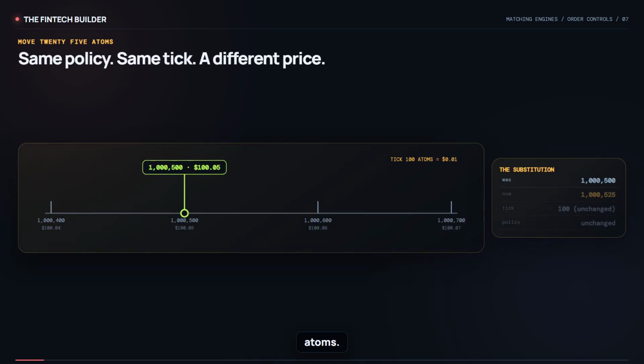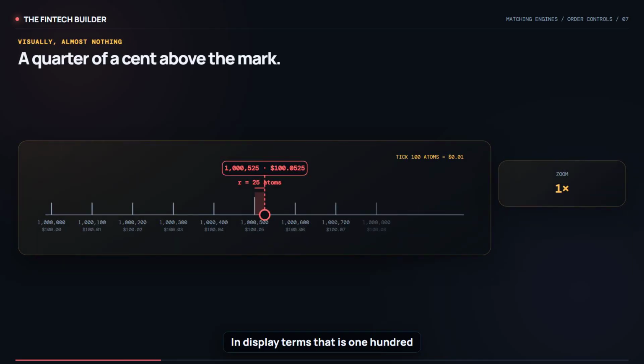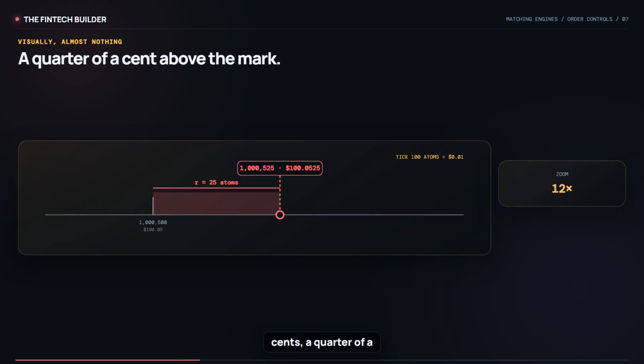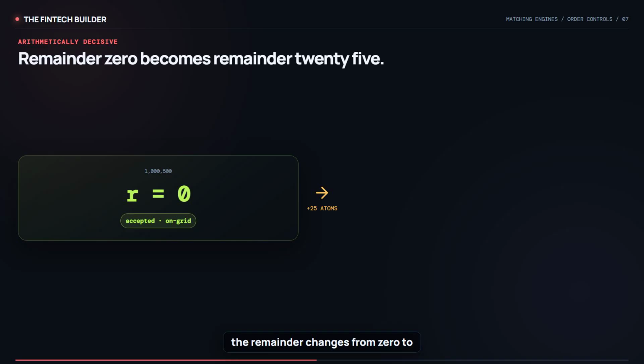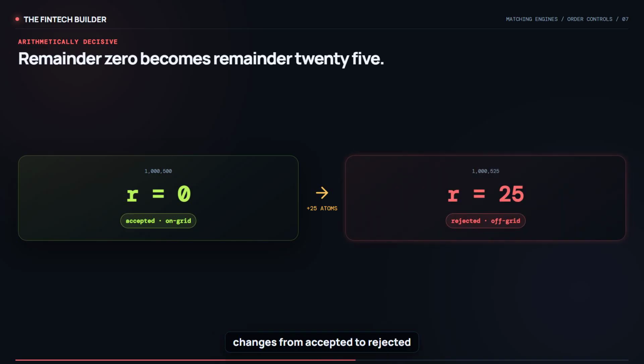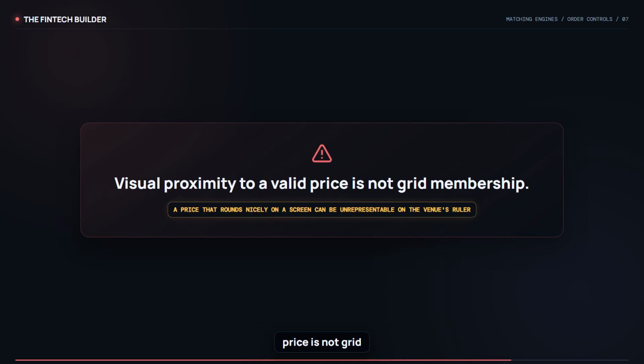Now, I'll move 25 atoms. Keep the policy, keep the tick, and submit 1,525,000 atoms instead. In display terms, that is $100.0525, a quarter of a cent above the grid. Visually, it is almost nothing. Arithmetically, it is decisive. The remainder changes from 0 to 25, so the state changes from accepted to rejected, and the reason becomes off-grid. This is the whole lesson of the topic in one substitution. Visual proximity to a valid price is not grid membership, and a price that rounds nicely on a screen can still be unrepresentable on the venue's ruler.